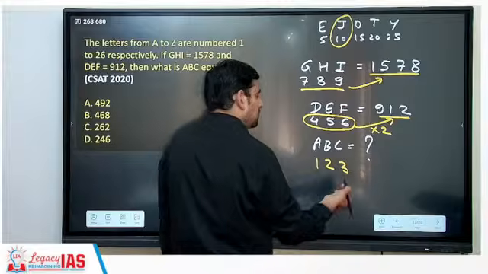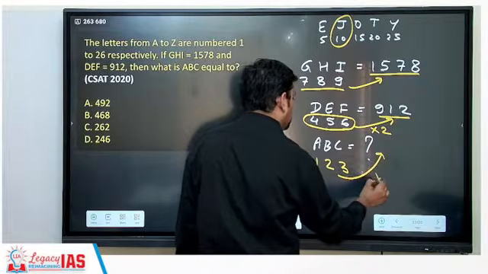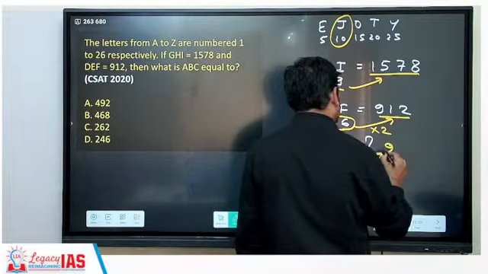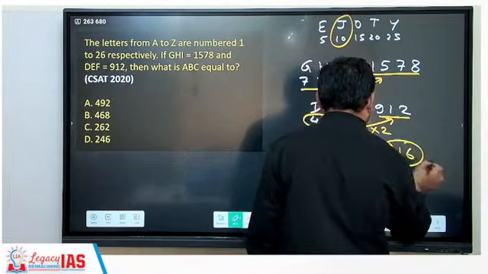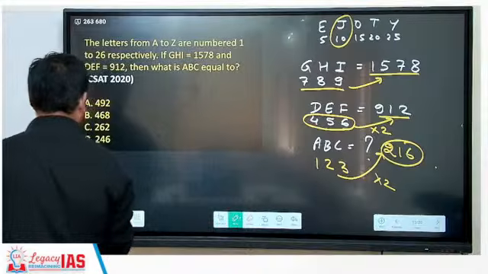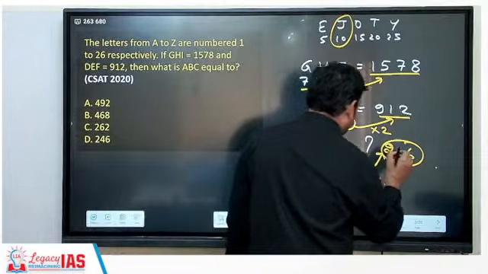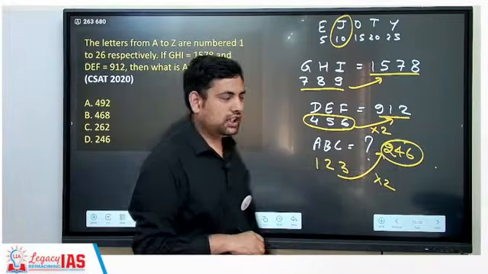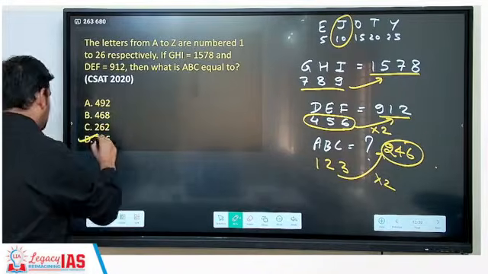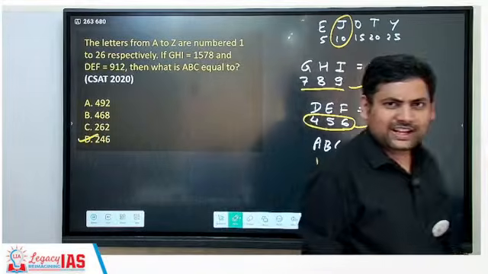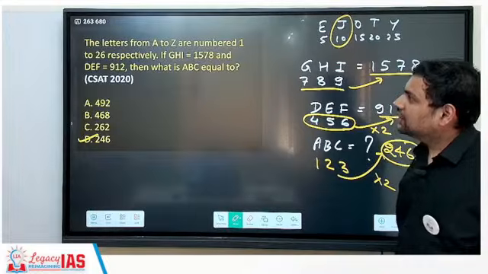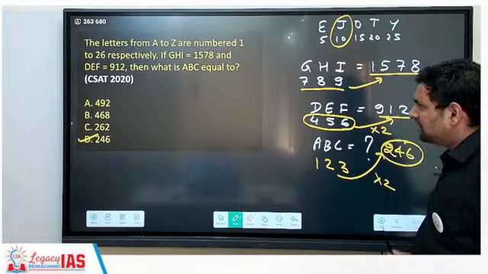Now the same thing I have to do here also. ABC is 1, 2, 3. Multiplied by 2, 123 into 2 is 246. So the answer becomes D. Understood? As we move forward it will get a little tricky, but if you just follow the flowcharts, it will be fine.